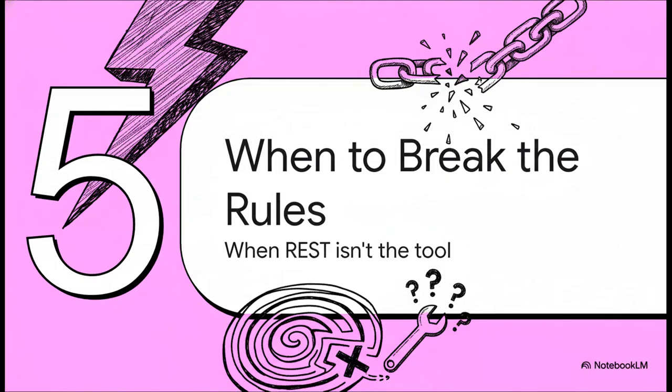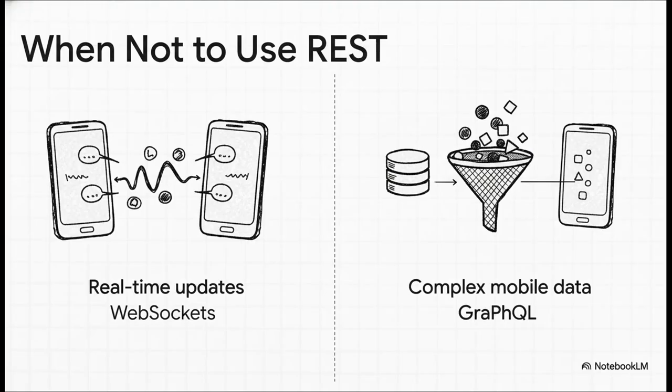But you know, a truly great engineer doesn't just know the rules, they know when to break them. REST is incredibly powerful, but it is not the silver bullet for every single problem out there. For instance, if you're building a real-time chat app or a live dashboard, that classic request-response model of REST is just too slow. You'd want to use something like WebSockets. Or if you have a mobile app that needs to fetch really complex, nested data efficiently, GraphQL might be a much better choice so you can avoid making dozens of separate API calls.